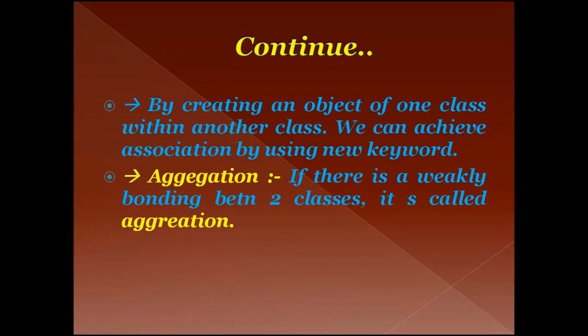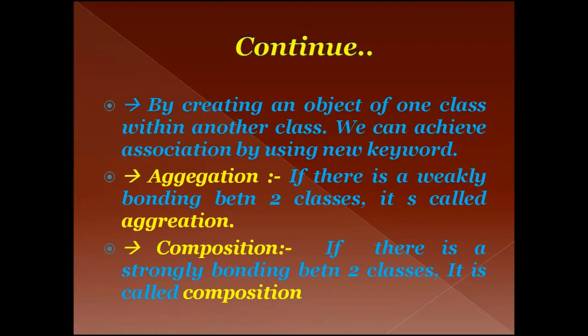So how can we achieve this association? To achieve association, we create an object of one class within another class. For association, we need to use the new keyword. Association can also be divided into two types: one is aggregation, another is composition.